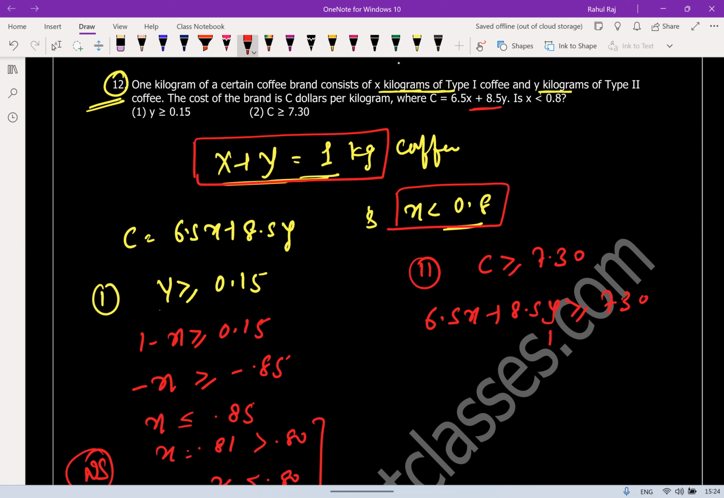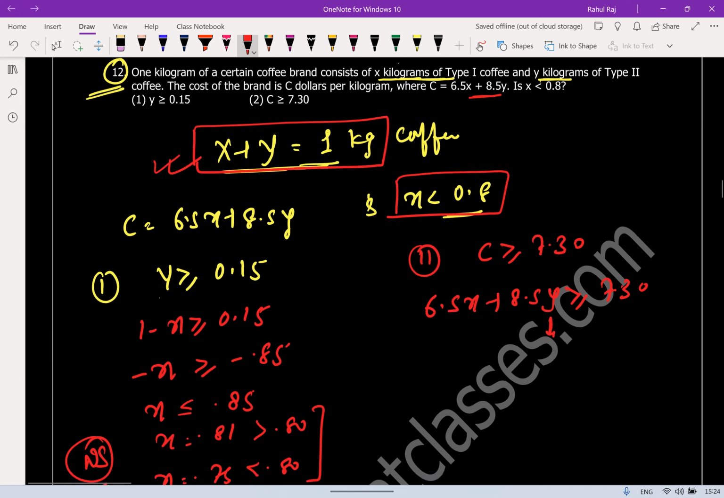So I have to somehow remove this y. How do I remove this y? This y has to be removed from the information that is given to me. That's it. And now you have to simply solve it.